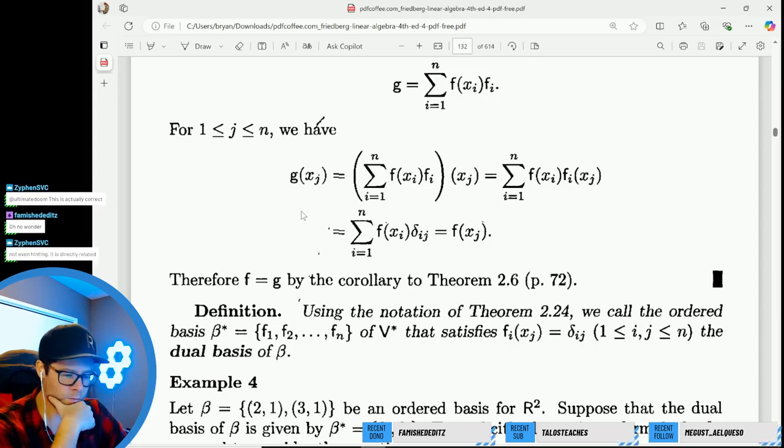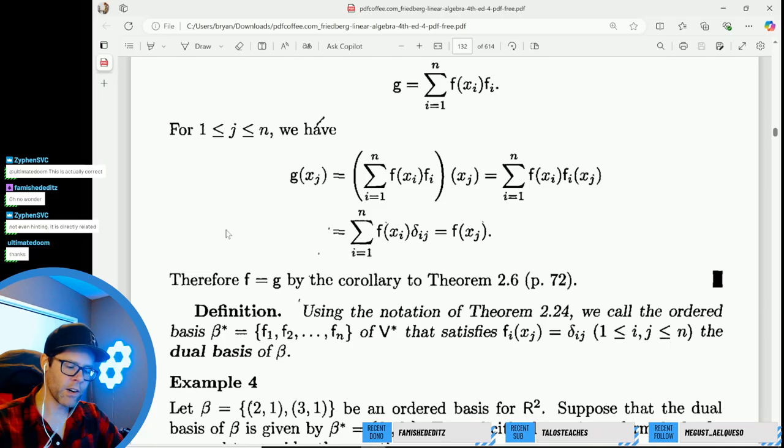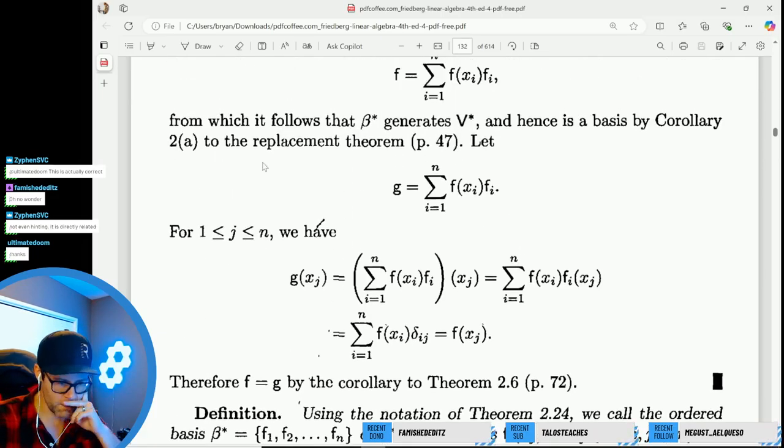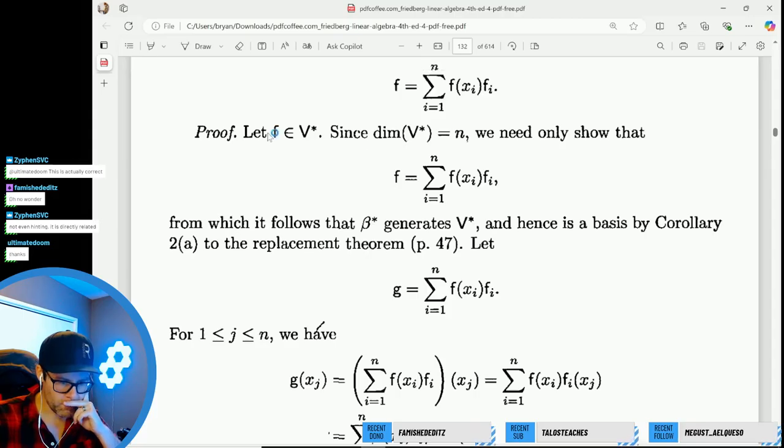That's usually what we're using the Kronecker delta function for here with matrix algebra. But I'm trying to figure out why they care so much about f equaling g. Why do they set up this g? I understand their argument, but why are they trying to show that f and g are equal to each other? That doesn't make any sense to me.